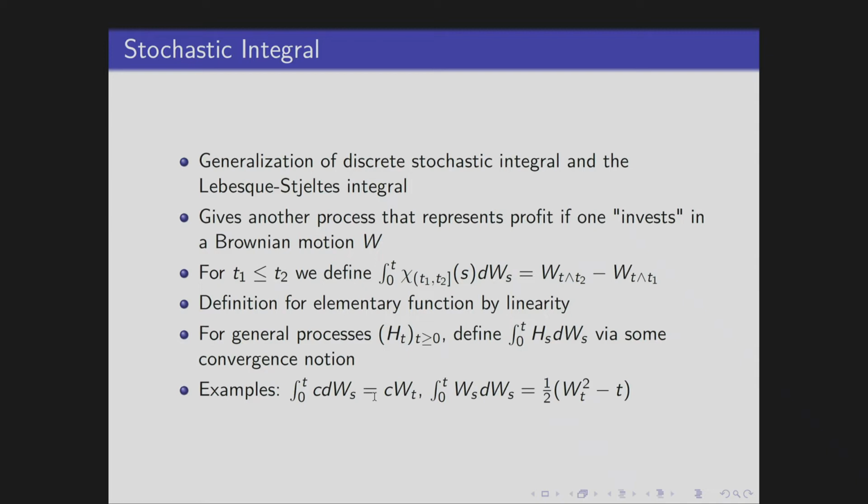If we integrate over a constant process, let's say C, then we simply get the Brownian motion with some factor in front of it. And this is also some other integral, which is quite common. If we integrate the Brownian motion itself, then we get this process. But this is simply an example.